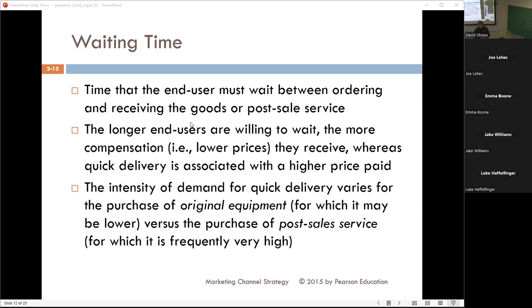Waiting time. How long we're willing to wait is directly correlated to the amount of risk in buying that particular good. End users are patient, especially when it comes to risk. However, once end users lose the value of the wait, there usually tends to be some kind of compensation that is expected for waiting.